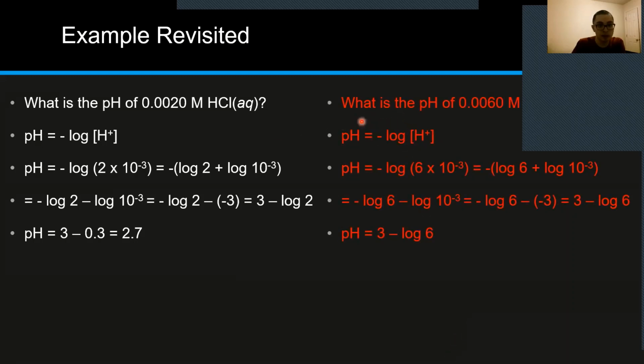Okay, this is a similar question. Now, instead of looking at something with HCl, we're changing the concentration of HCl. Instead of looking at 0.002 molar, we're now looking at 0.006 molar. With 0.006 molar, these steps are mainly the same. So what I want to focus on here is what's actually different. Instead of having a 2 here, we have a 6 here, right? So everywhere we had a 2, we have a 6.